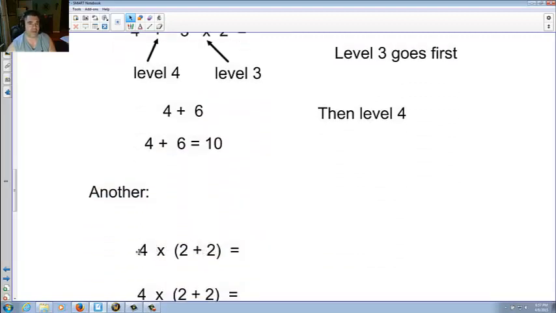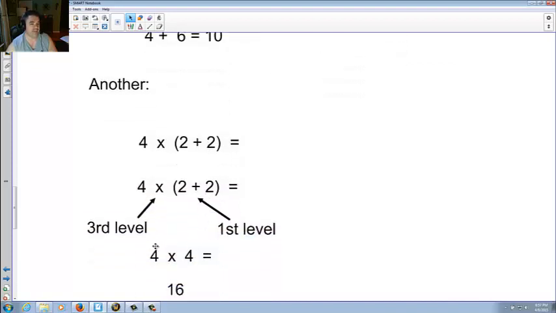Here's another one. 4 times (2 plus 2). In that same way, because this is in parentheses, 2 plus 2 goes first, which makes 4. And then you would have 4 times 4. Because remember, even though multiply is bigger than a plus, multiply is level 3 and plus is level 4. Because this is inside a parenthesis, that automatically makes it level 1.